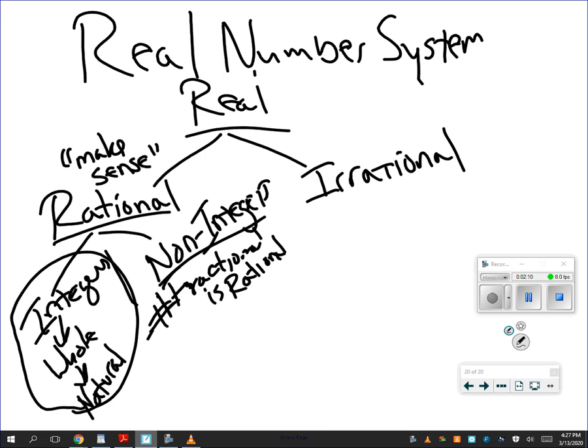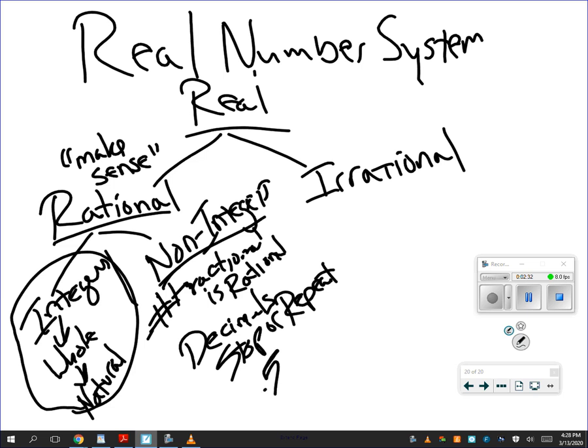Fractional is rational. We also have decimals that stop, terminating decimals, or decimals that repeat. Terminating decimals need to stop, like 0.5 or 0.125, or even negative 4.63. It just stops, and that makes sense because what comes next? Nothing. So over here is our rational side.